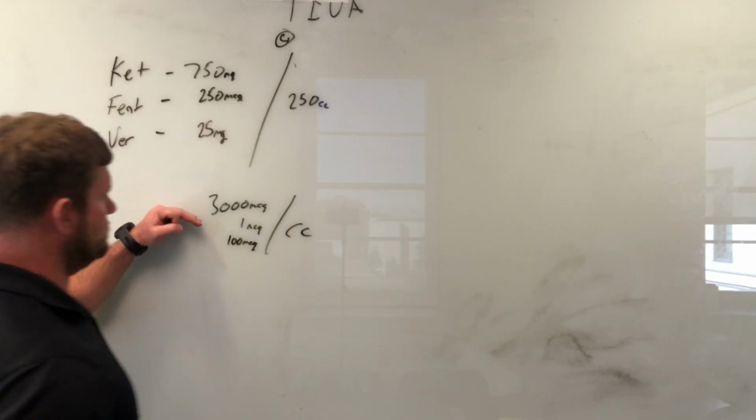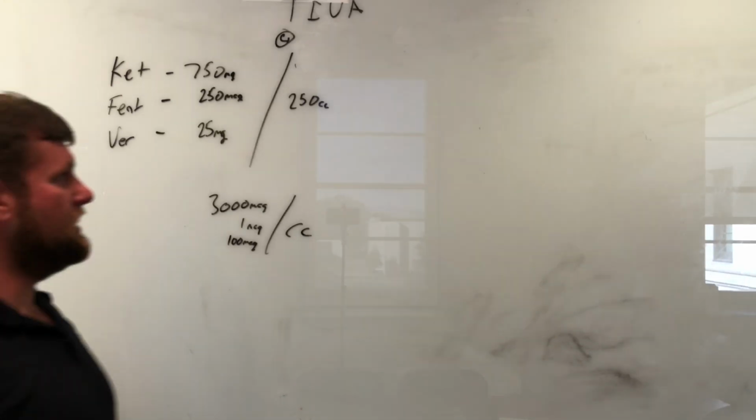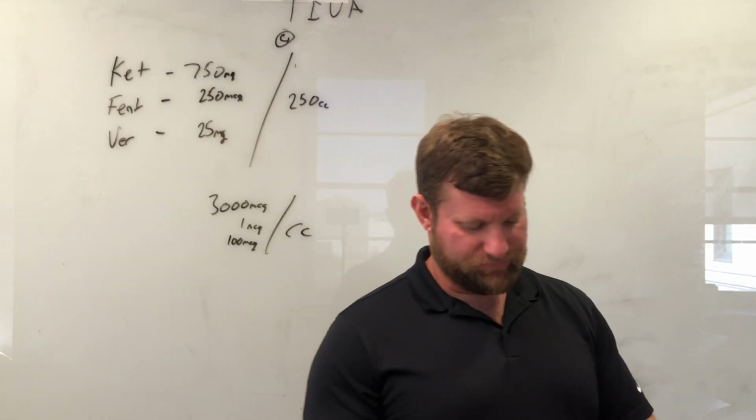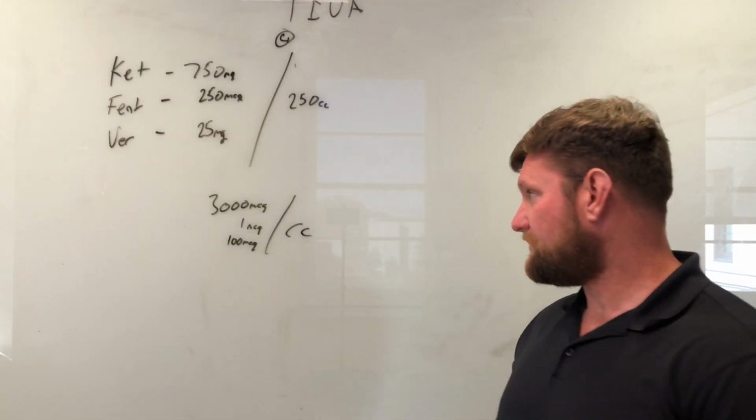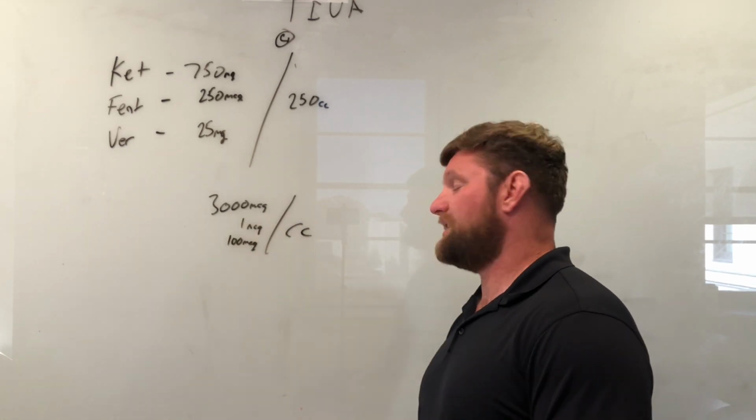Per cc. So this is the dose that we have per cc. So what is our desired dose? There's a couple different ways to figure this out. What I like to do is dose off the ketamine.